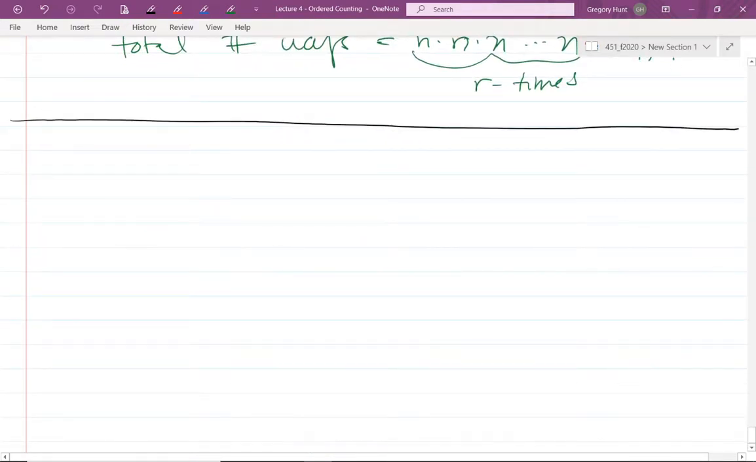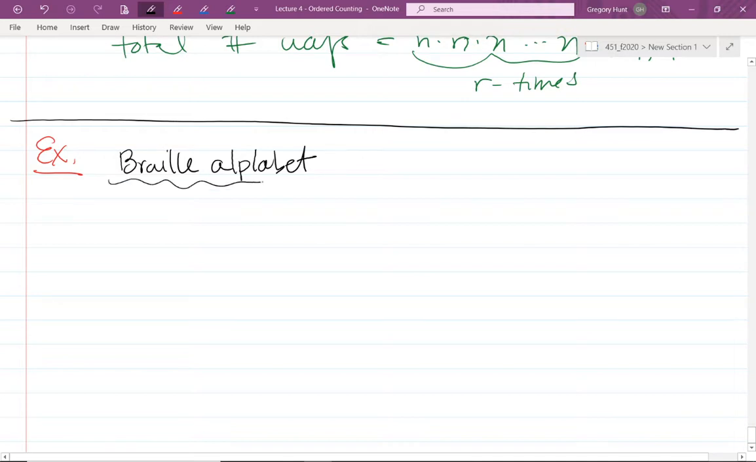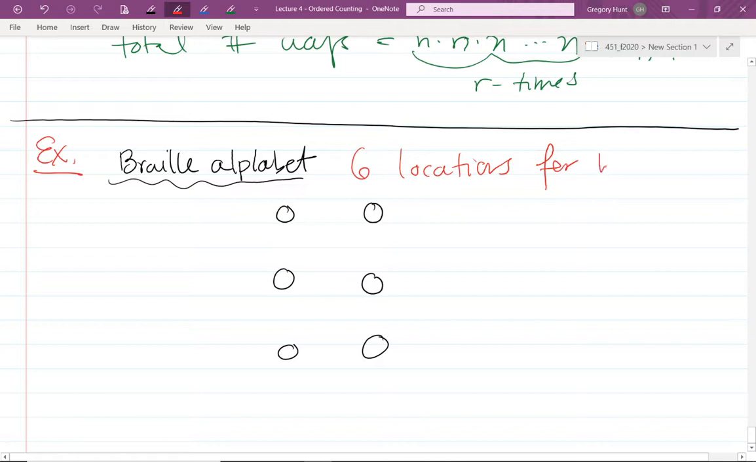So let's look at closing out this lecture with an example. There's a so-called Braille alphabet, if you're not familiar with this, which some people aren't. Google that if you're not familiar. It's for if you're visually impaired, it's raised bumps on a page that allow you to read. Typically there are six spots where you can put these raised bumps. So six locations for bumps in a Braille letter, let's say.